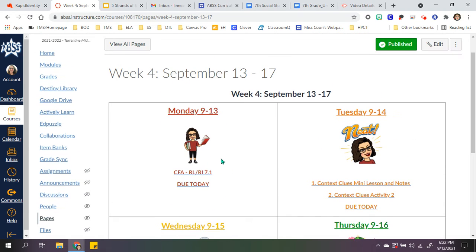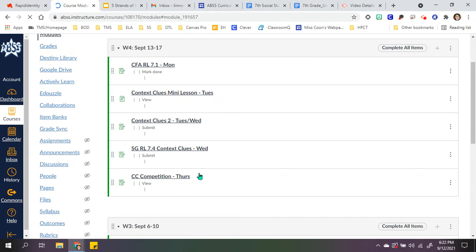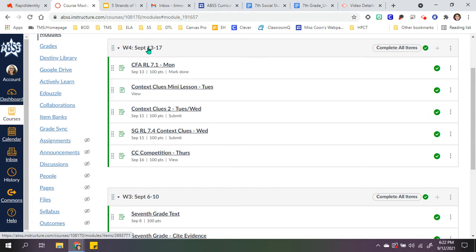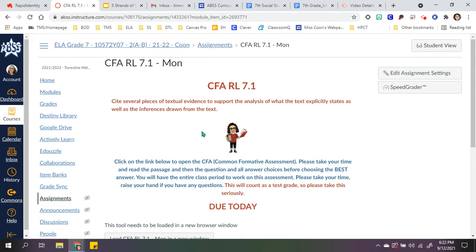All right, so Monday, what you're going to do is you're taking a CFA, which is a common formative assessment. So when you click on it, it takes you to the lineup for this week. You'll see here I have all the assignments and I have what days we're working on them and when they're due. So Monday is a CFA. We just finished working on citing several pieces of text evidence. And so you're going to take a CFA, which stands for Common Formative Assessment.